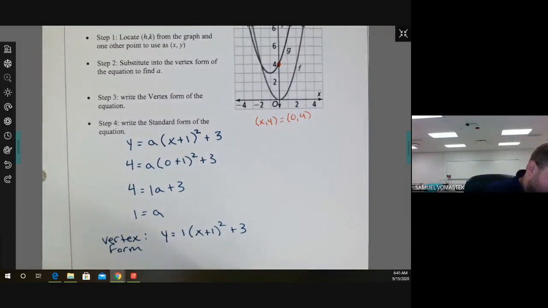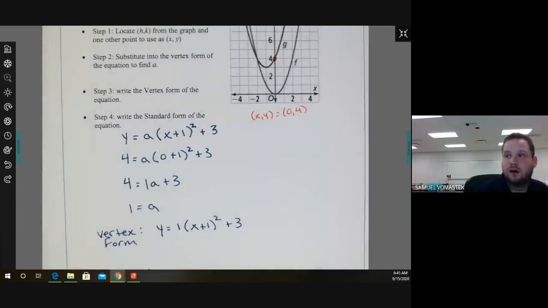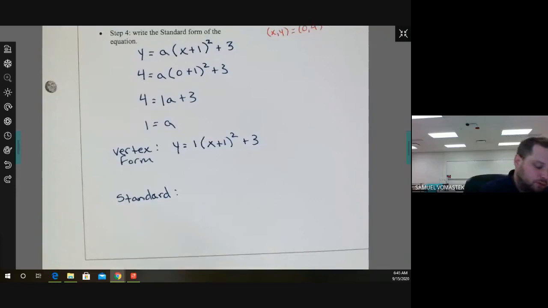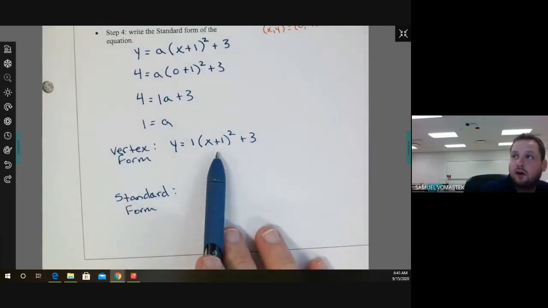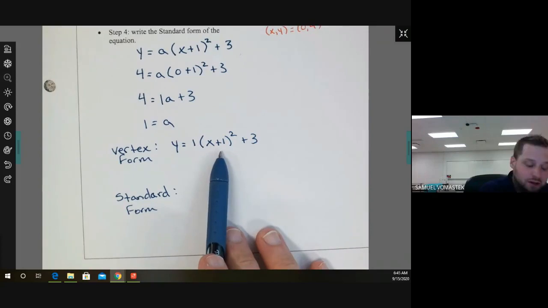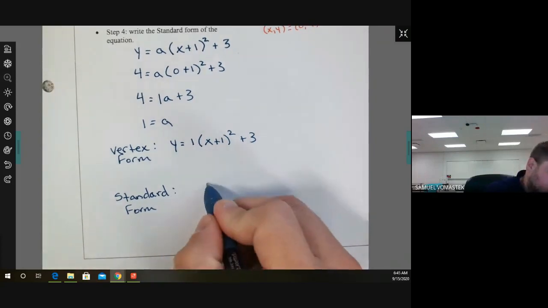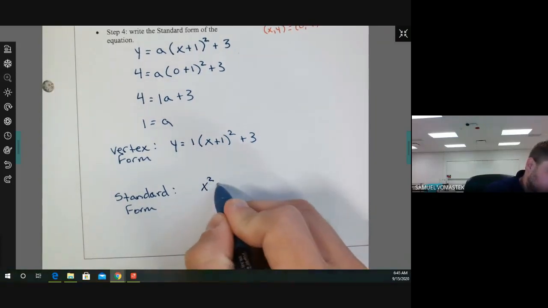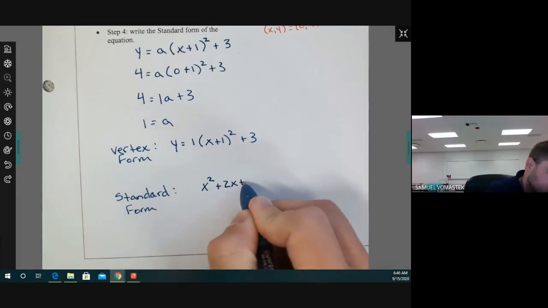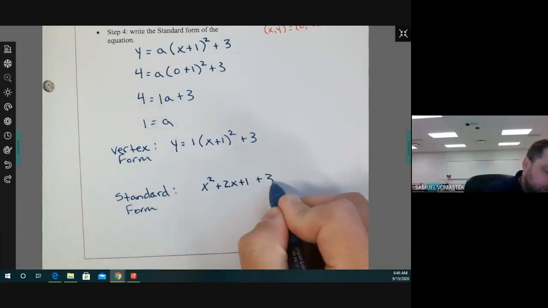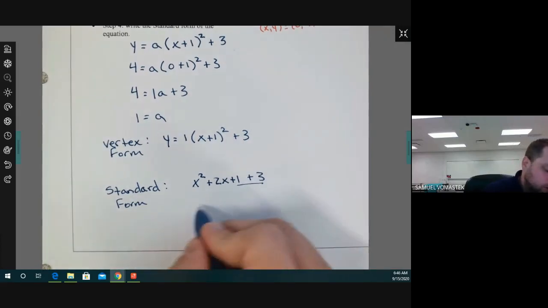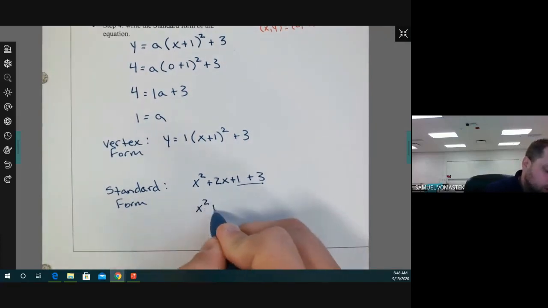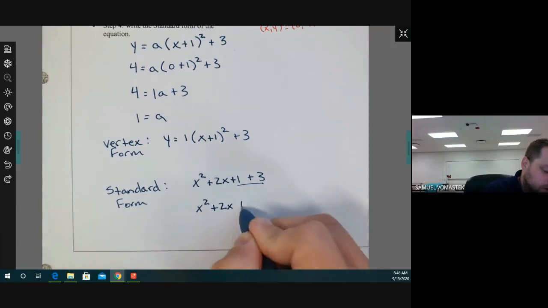Standard form, just like we did on the last one, requires us to multiply it all out. So for standard form, your first step is going to be to FOIL. When we FOIL that, first, outer, inner, last, we're going to be left with x squared plus 2x plus 1. And then I have a plus 3 on the end. Last step, combine your like terms. So you're going to have x squared plus 2x plus 4.